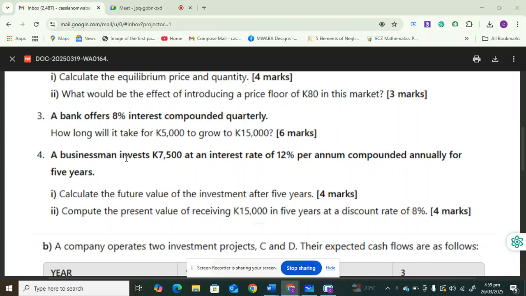A businessman invests 7,500 at an interest rate of 12% per annum, compounded annually for 5 years. Calculate the future value of the investment after 5 years. And compute the present value of receiving 15,000 in 5 years at a discount rate of 8%. So we start with the first one here.